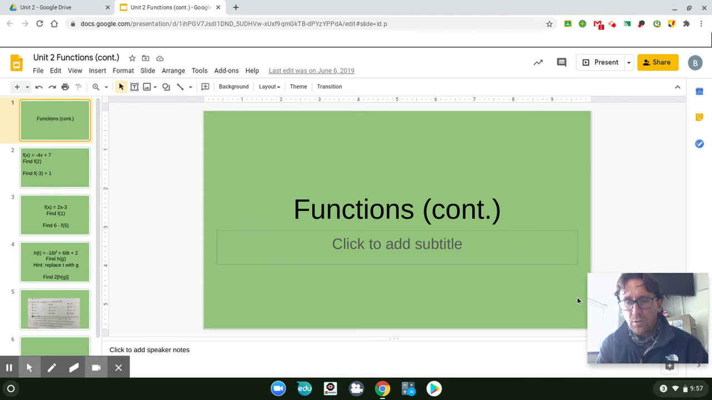Okay, we're going to continue with functions. Last class we talked about if the x's repeat, it's not a function, and how to do the vertical line test on a graph. If you can draw a vertical line straight up and down through the graph, and it only crosses through one time, that means it is a function.